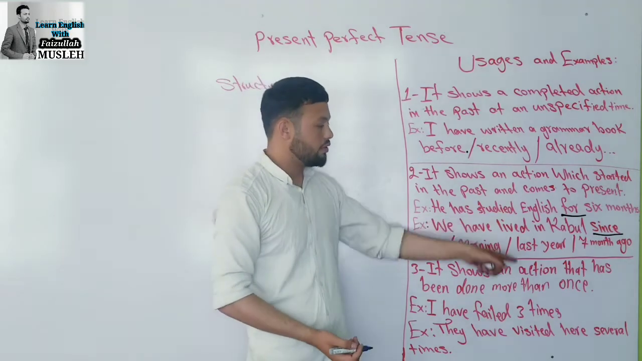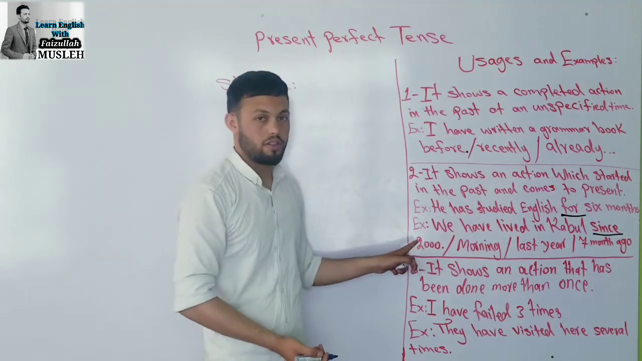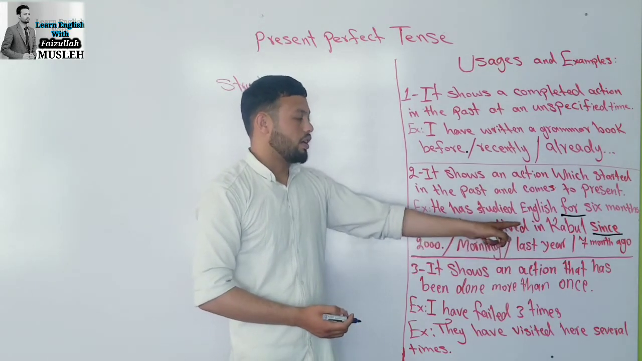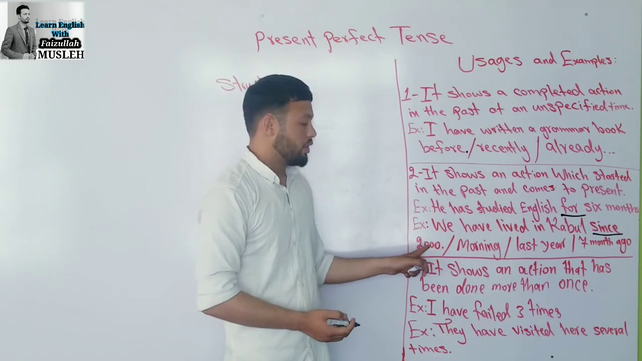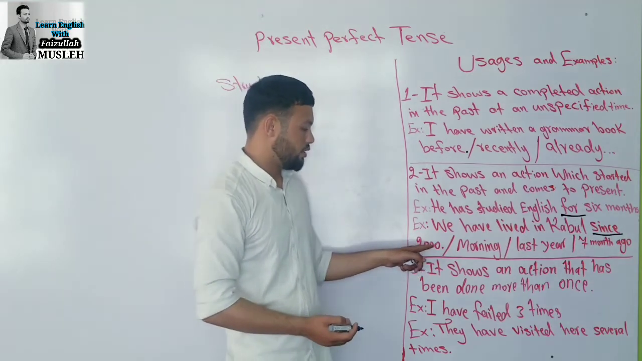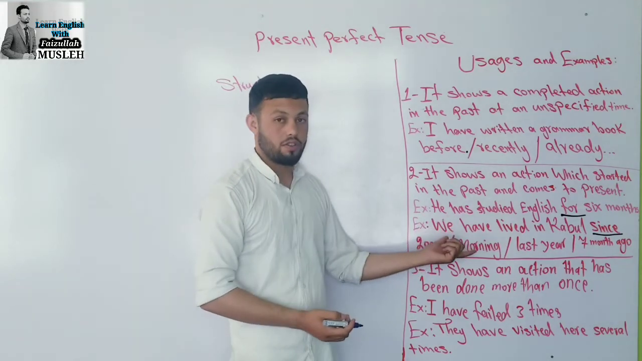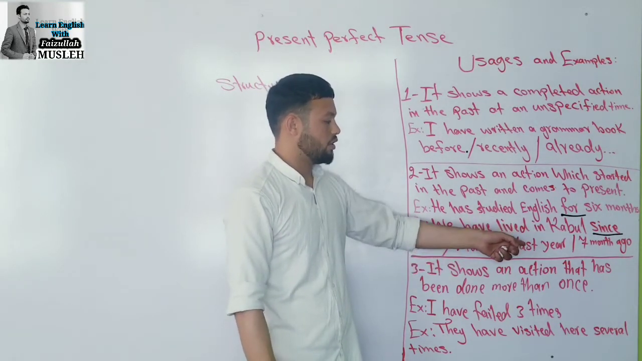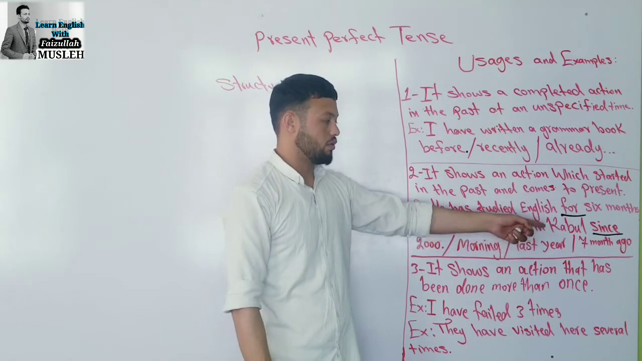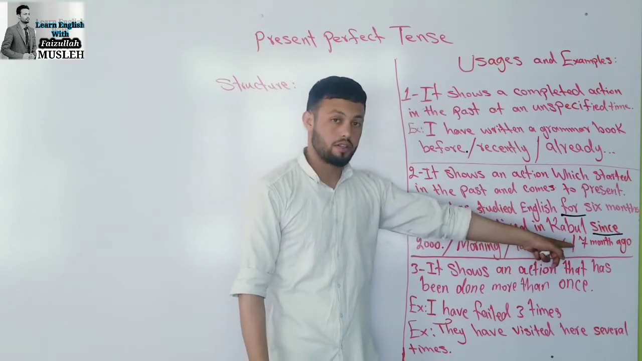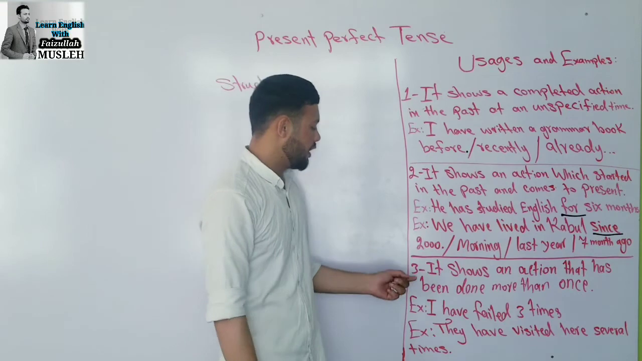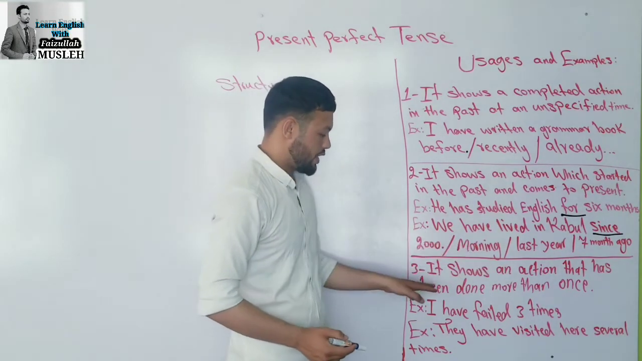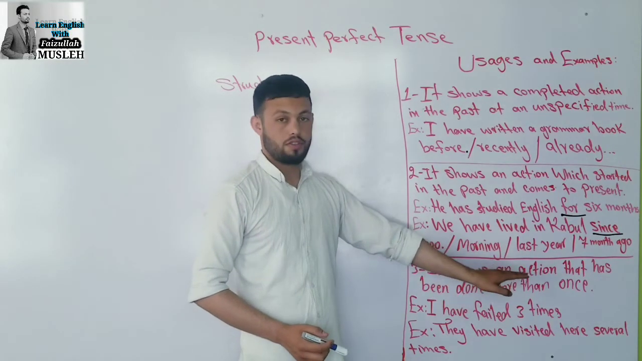Like, we have lived in Kabul since 2000. It means 2000, the year 2000. We have lived in Kabul since 2000. Now, 20 years or 21 years ago, this action started. We can use these adverbs too, like since morning, since last year, or for 7 months. We can use these.